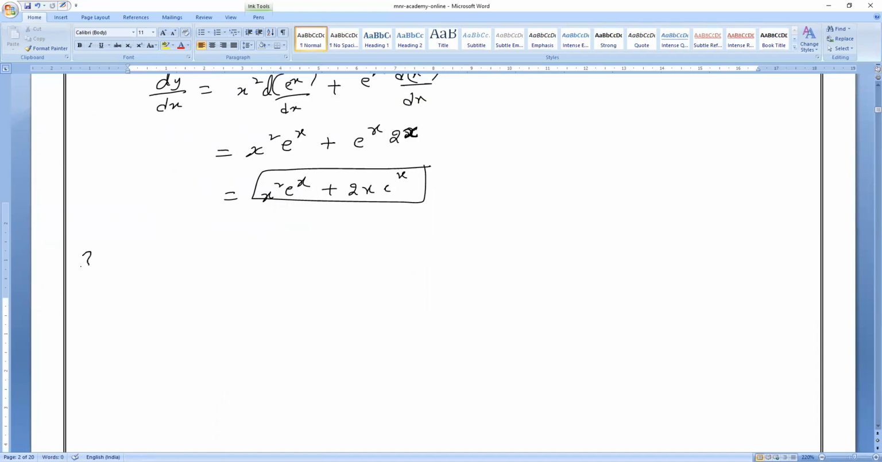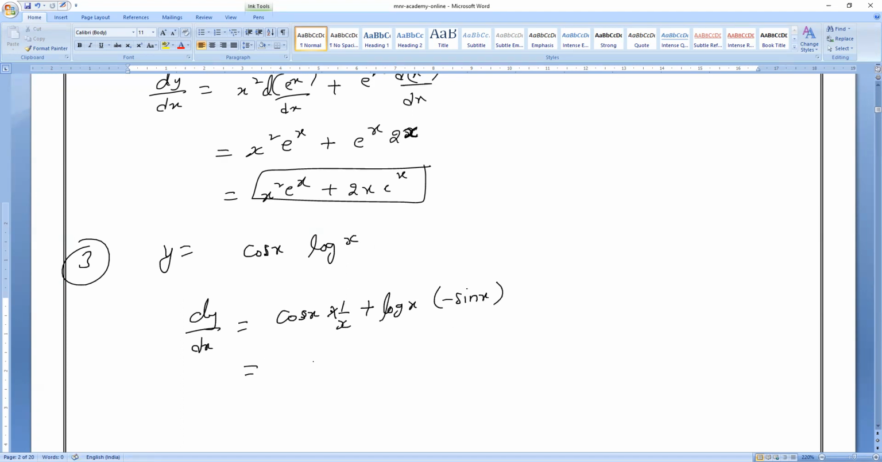Next question, you tell me. But the 12 rules you have to remember. y is equals to cos x log x. Tell me fast, dy by dx equals to what? cos x into d of log x by dx, plus log x into d of cos x by dx. Differentiation of log x is 1 by x. Differentiation of cos x is minus sin x. So the answer is 1 by x cos x minus log x sin x.